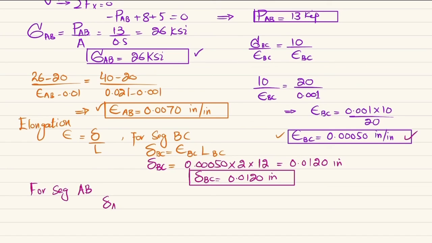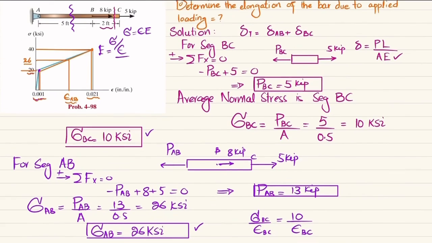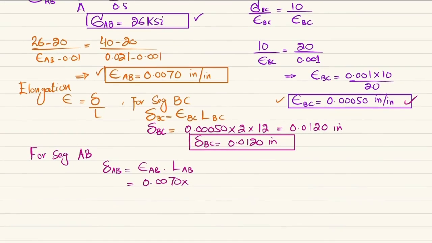Similarly, we will find for segment AB. The change in length of AB is equal to strain in AB multiplied by length of AB. So strain in AB is 0.0070 multiplied by length of AB. You can see this is 5 feet. So 5, and when you convert this feet into inch, because 1 foot is equal to 12 inch, when you multiply it, you will get 0.420 inch. This will be the change in length in AB.